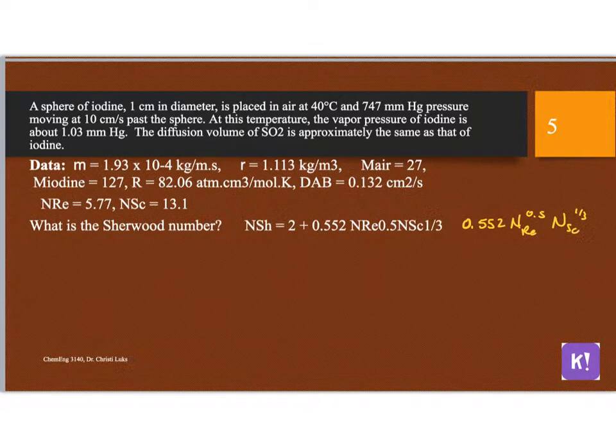Okay, so that's what this chunk here is saying. So 2 plus this piece over here. And since we just found the Reynolds number and the Schmidt number, use those to find the Sherwood number. All right, the Sherwood number is 2 plus 0.552 times 5.77 to the 1/2 power times 13.1 to the 1/3 power, giving us an answer of 5.13.